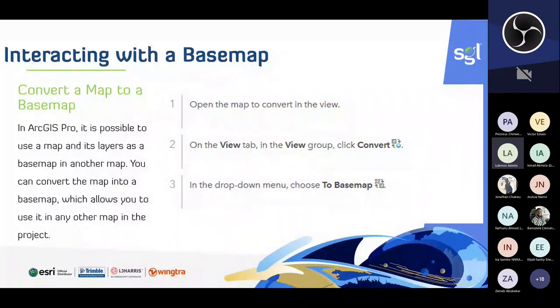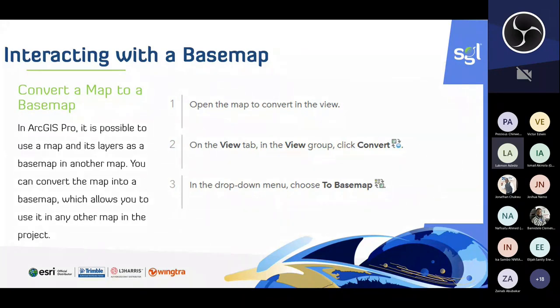With ArcGIS Pro, it is possible to use a map and its layers as a base map, like I mentioned. You can convert a map into a base map, which allows you to use it in any other map, any other project. You can have a map of, for example, your project site, and you want to use it as your base map. When you want to add other data, it is this base map you want to use instead of using the ArcGIS Pro base map.